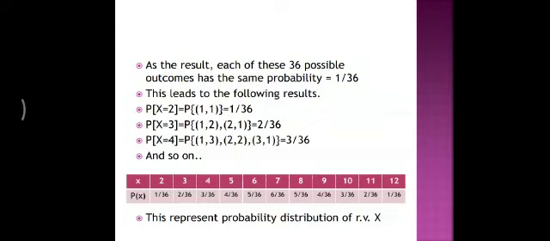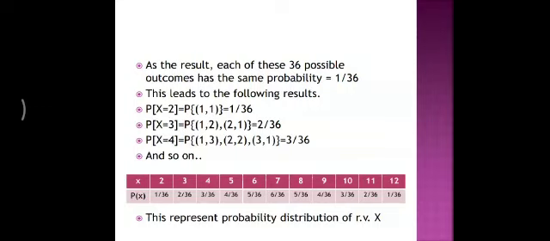For 8, the addition will be 8, so there will be 5 possible outcomes out of 36. Therefore 5 by 36. For 9 it is 4 by 36, for 10 it is 3 by 36, 11 is 2 by 36, and for 12 it is 1 by 36. This represents the probability distribution of random variable x.